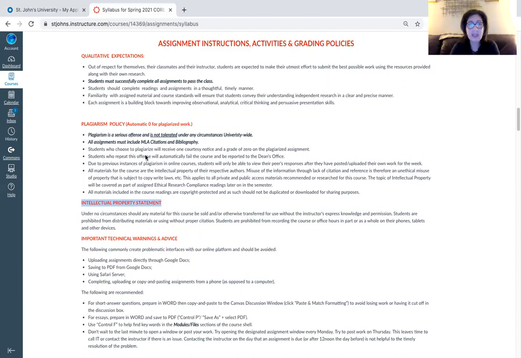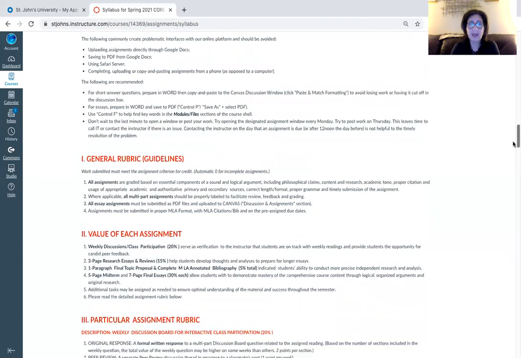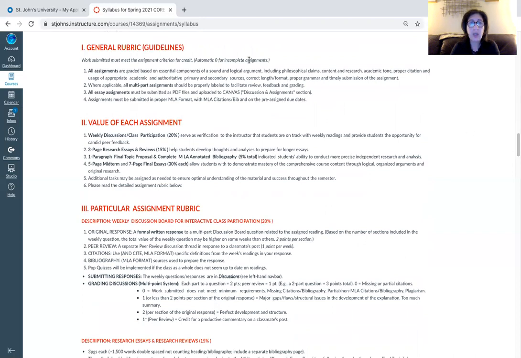However, for the purposes here in the syllabus, it's very important for you to use these MLA citations. And so the importance of the guidebook that I provide above over here becomes important for everyone in the class, okay? So there are general rubric guidelines, but then there are also specific rubrics for each assignment, all right? And here is the value of each assignment, explaining what's 20% and 15% and 30% and etc.